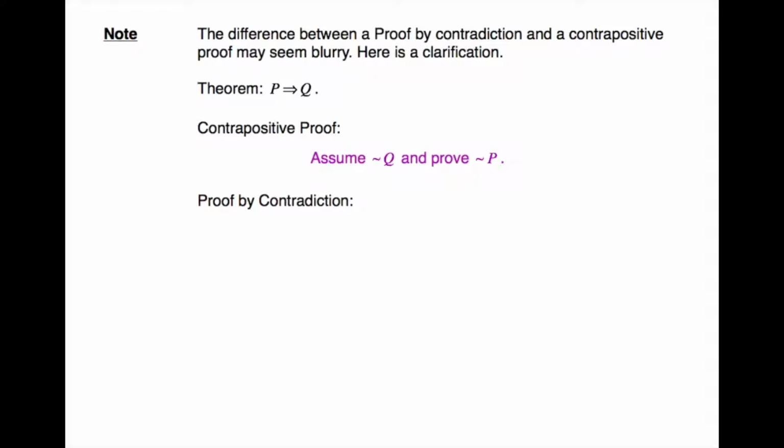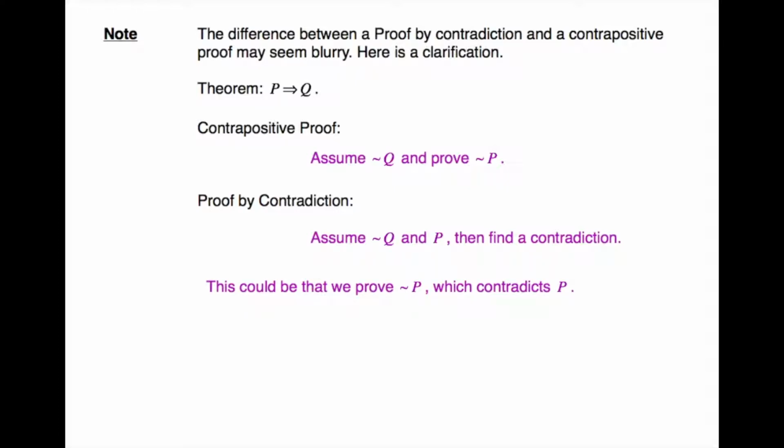If we were to prove that theorem using a proof by contradiction, then we would assume not Q and P, and then we would try to find a contradiction. So it looks a little weird because of the following reason. Oftentimes we assume not Q and P, and then we are led to prove not P. And we say, so we have not P, we have assumed P, and that's a contradiction. If that happens, really we didn't do anything else than a contrapositive proof. We assumed not Q, we reached not P, and we just say, oh, this contradicts P.